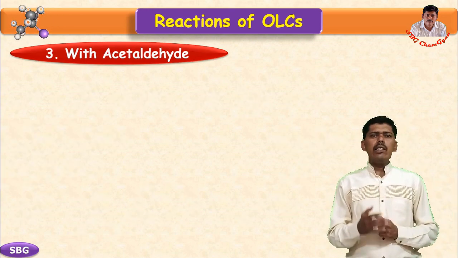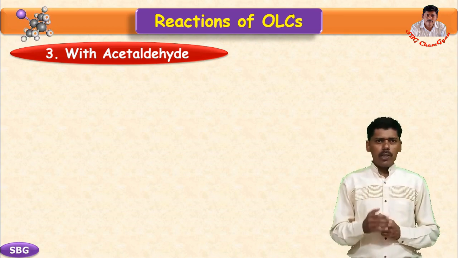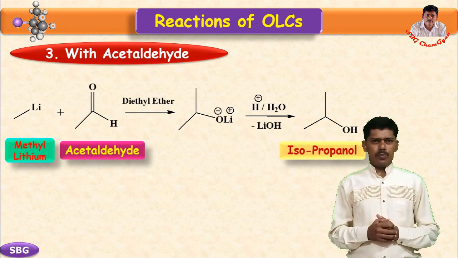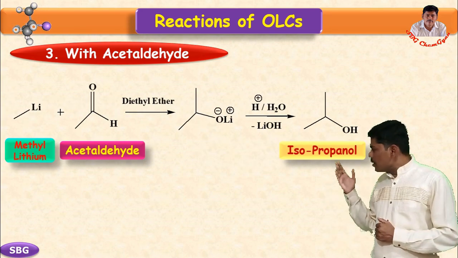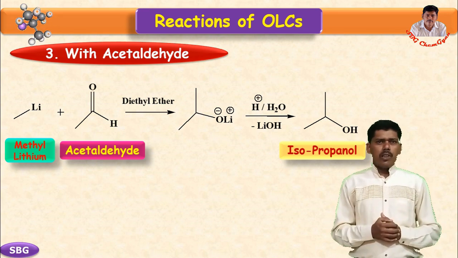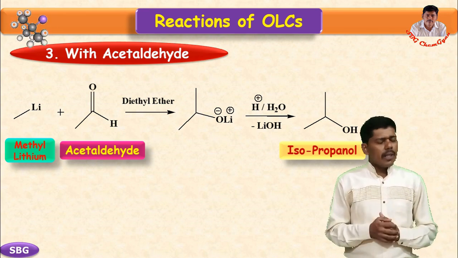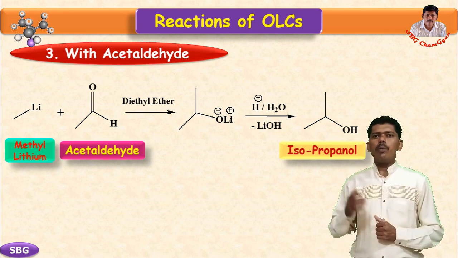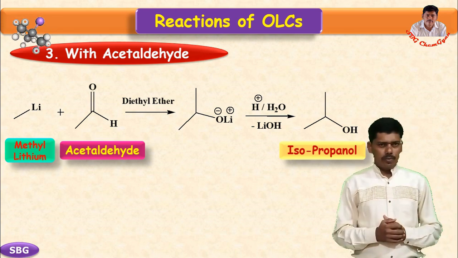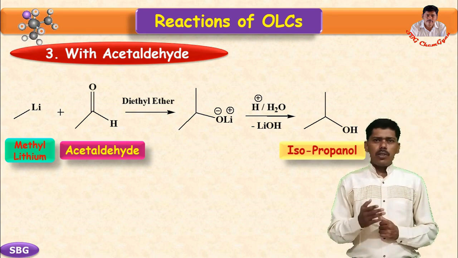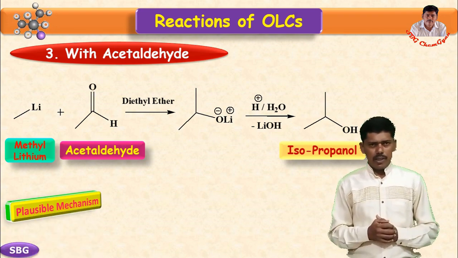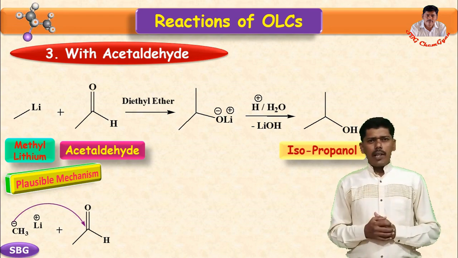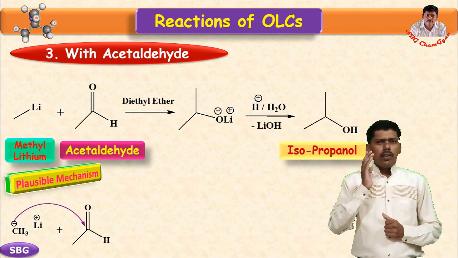The next reaction is the reaction of methyl lithium with acetaldehyde or an aldehyde other than formaldehyde. In this reaction, acetaldehyde reacts with methyl lithium reagent, which gives an intermediate complex. This complex on acid or base hydrolysis gives our product, a secondary alcohol, that is isopropanol, with the loss of lithium hydroxide.